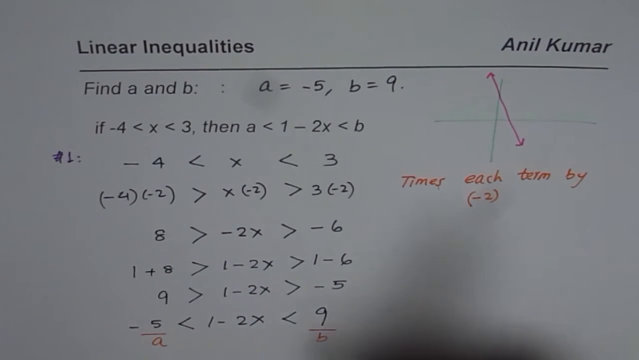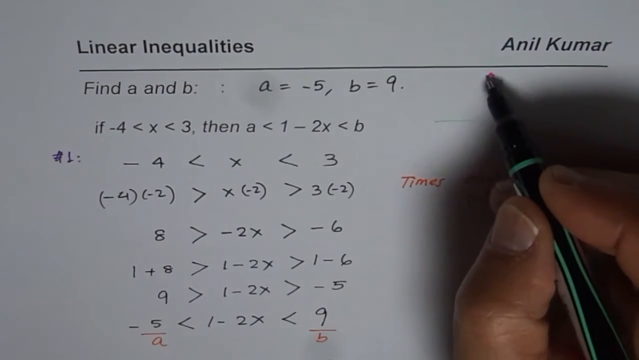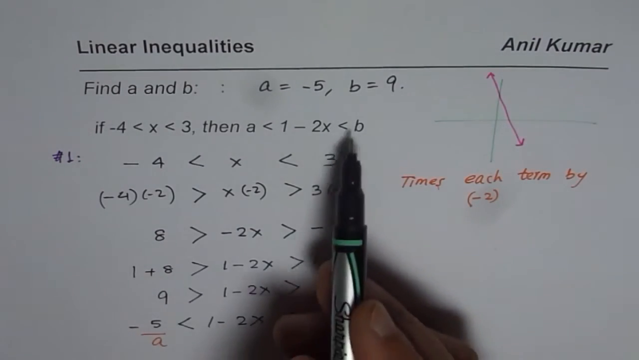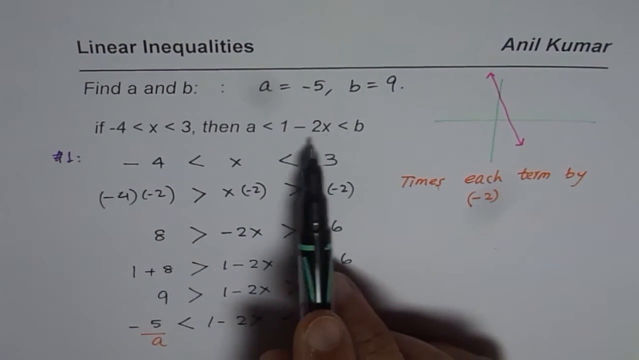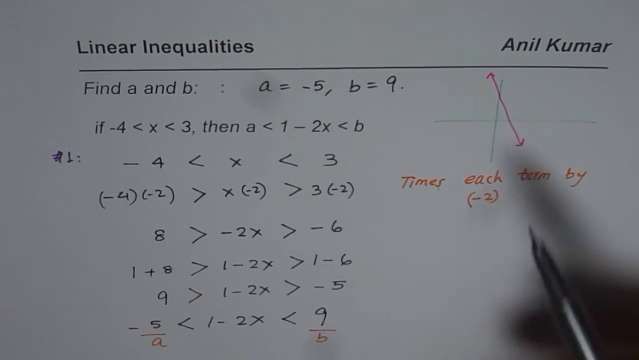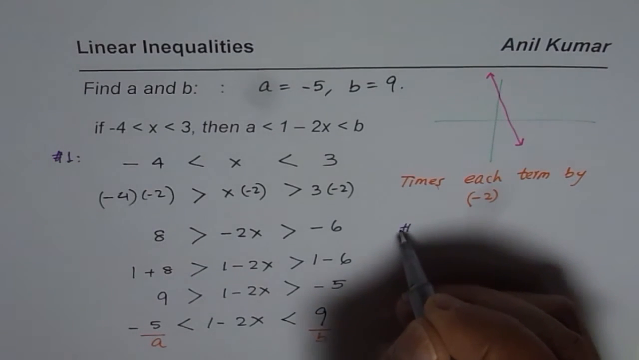So when you say that the interval is between minus 4 and 3, since it is decreasing, these things will flip, right? Therefore, since the line is decreasing, the values interchange, right? Now let us use the second method to find the solution. So let me use method number 2.